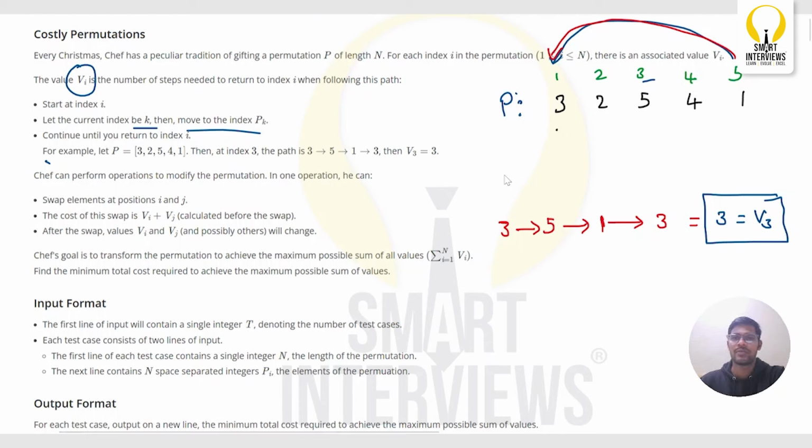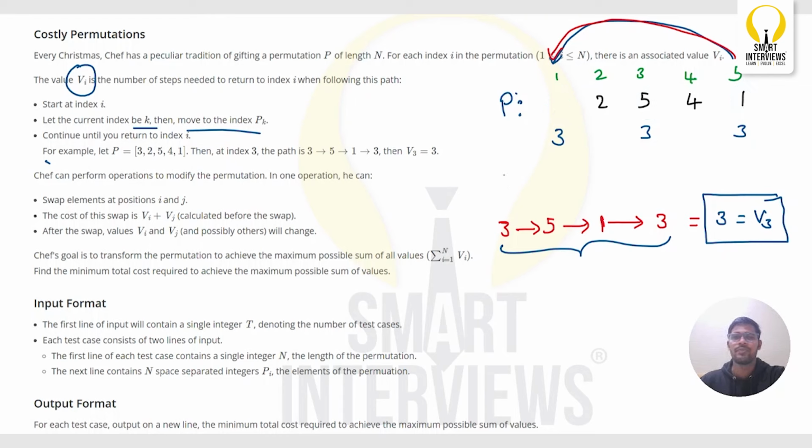So can I say that if this value for 3 is 3, then for 5 it is also 3, and for 1 it is also 3? Because if you start at index 5 also, again you will get the V value as 3. So when you have formed this path, for each and every element in this path, the V value is 3. Yes, so for 3 it is 3, for 5 it is 3, for 1 it is also 3.